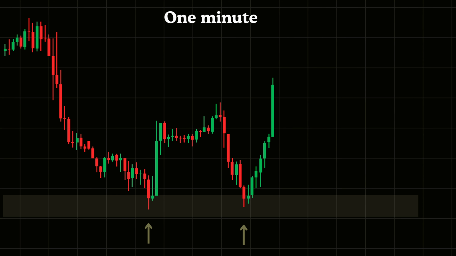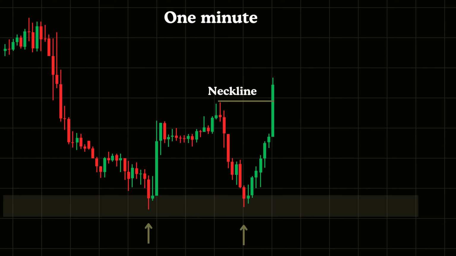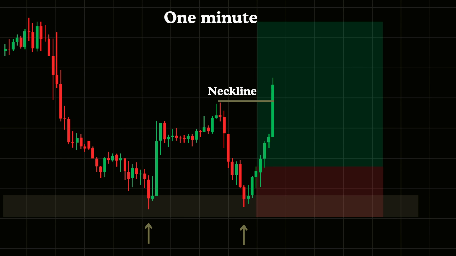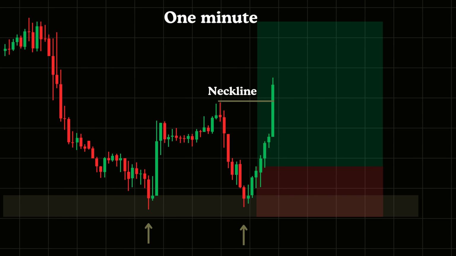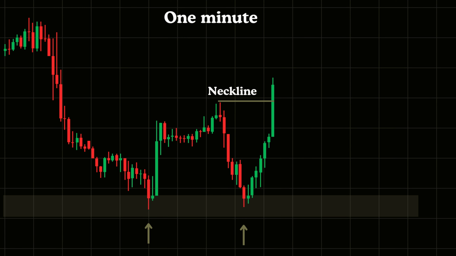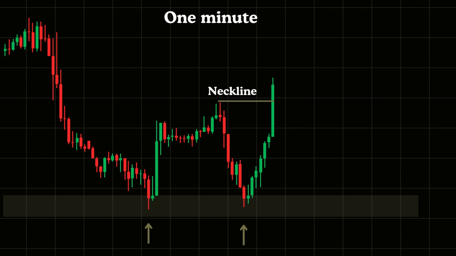But here's a crucial point. Sometimes entering the trade immediately after the neckline break results in a stop loss that's too wide. In such cases, we need to wait for a pullback to enter at a more favorable price. When this happens, we combine the double bottom formation with Fibonacci retracement levels.